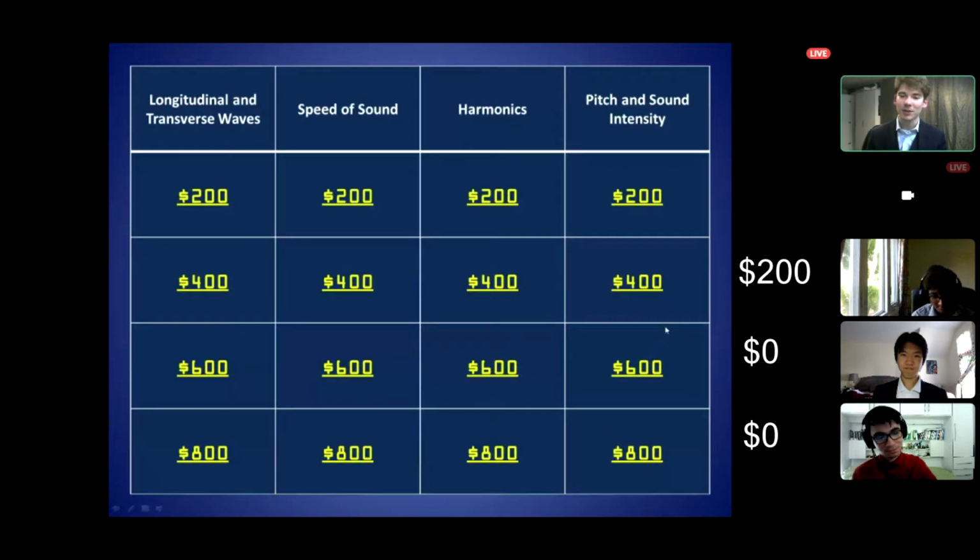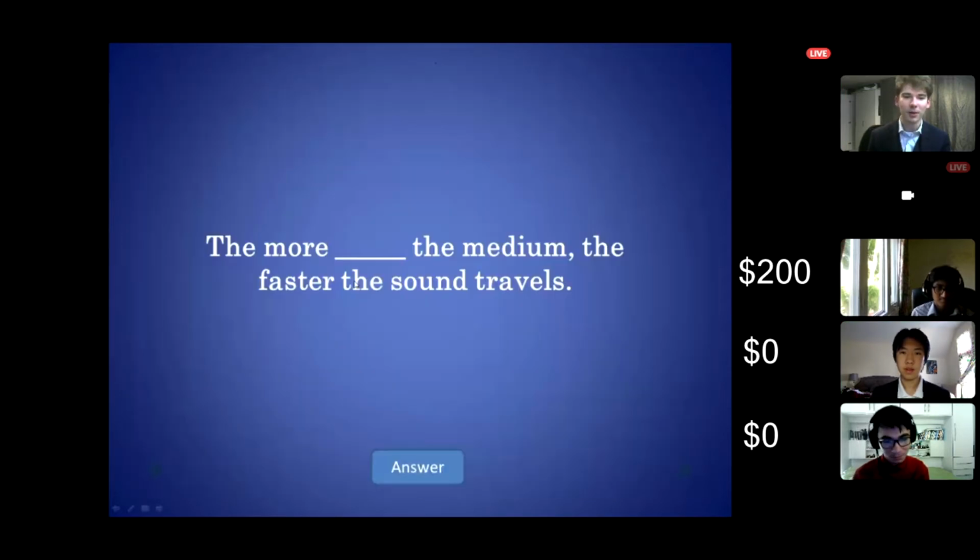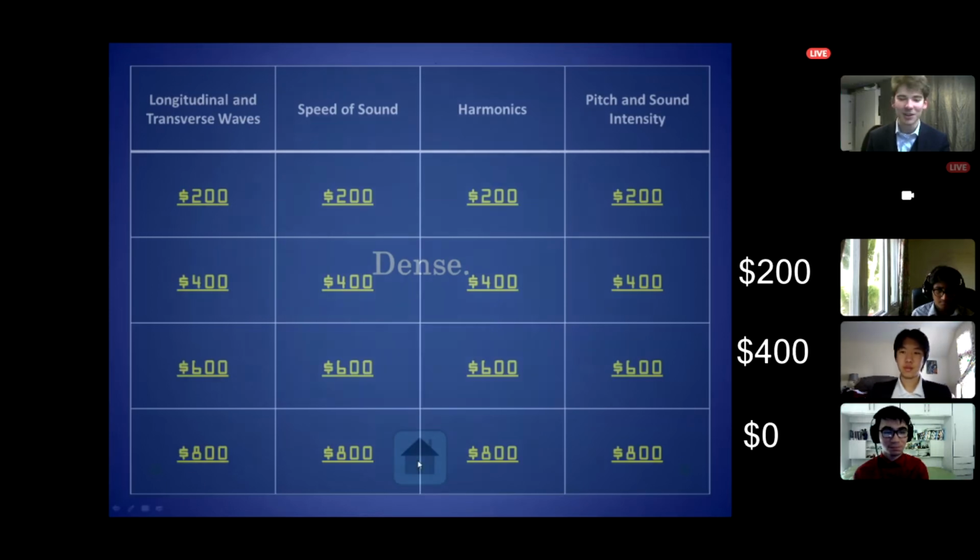Bowen, you're up next. I'd like to try speed of sound for $400, please. Speed of sound for $400. The more blank the medium, the faster the sound travels. Yep, got it. The answer is more dense. More dense. That is correct.